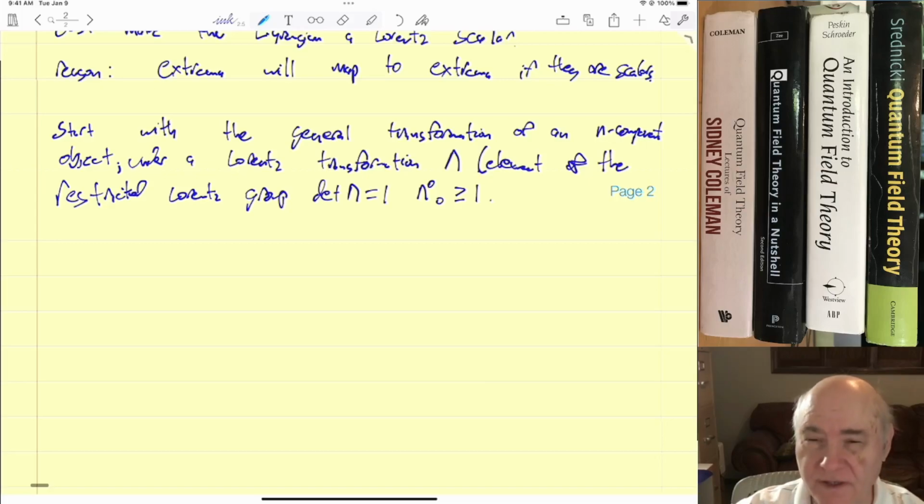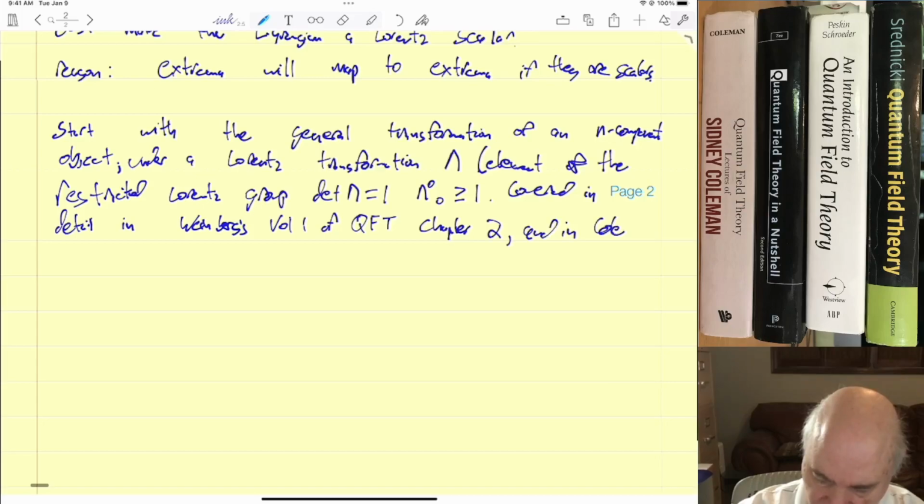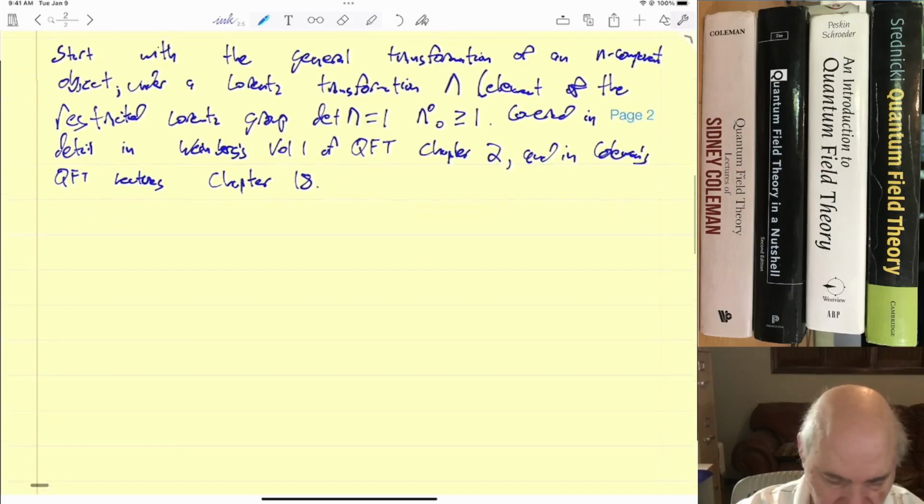Everything that I say about Lorentz transformations and generators and everything, things that Peskin and Schroeder just pull out of thin air, all of this is covered in detail in Weinberg's volume 1 of his QFT trilogy, chapter 2, and in Coleman's QFT lectures, chapter 18, I believe. So if you want more detail, those are the first couple of places I would start.